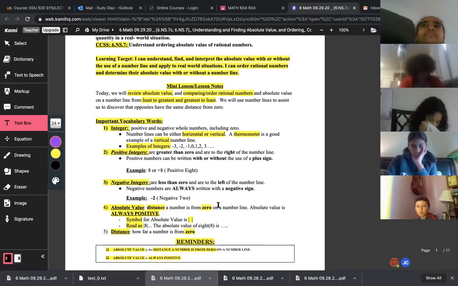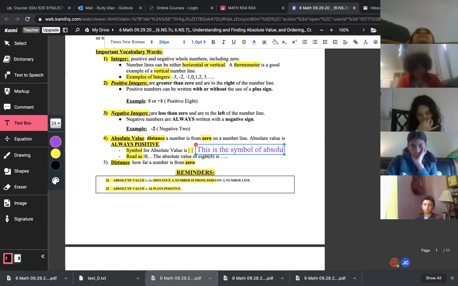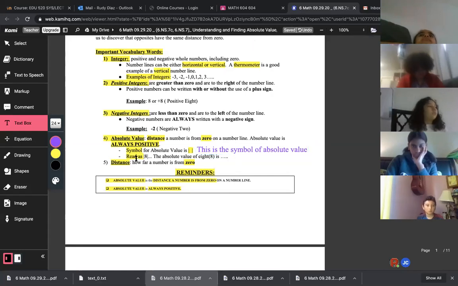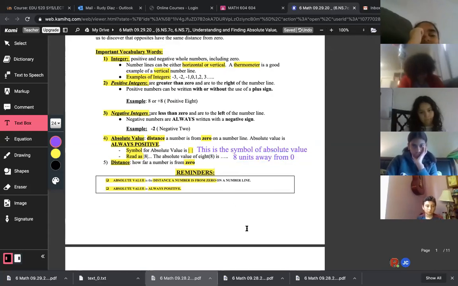Absolute value is the distance from zero. The symbol right here, the two bars, I hope you guys see that, this is the symbol of absolute value. If I read this, I would read it as absolute value of 8. The absolute value of 8 is actually what? 8. How do we know that? It's 8 units away from 0. This is the easiest lesson, I promise, guys. If you understand this, you're good to go.